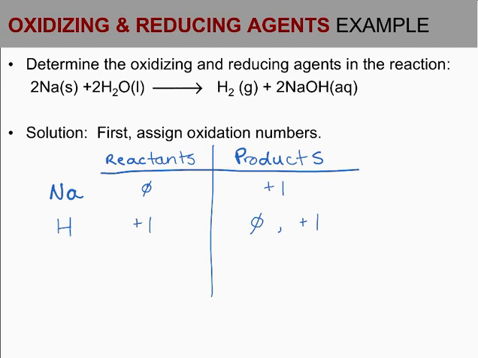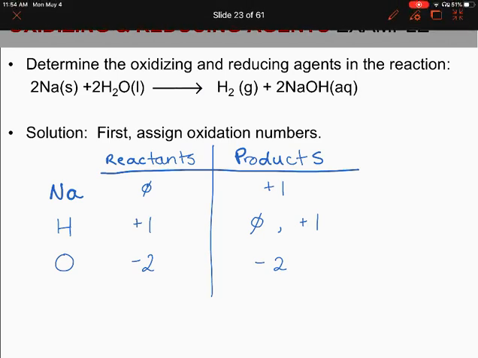And then our last element is oxygen. Remember, when oxygen is in a compound, it's given the value of -2. And then in the products, oxygen is still in a compound, so it would still have the value -2. Okay, so now we want to look for any changes in oxidation numbers. We can see that sodium went from 0 to +1.